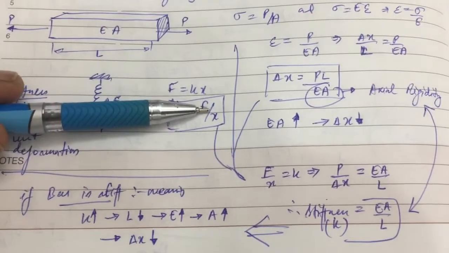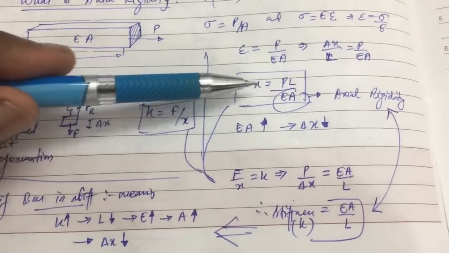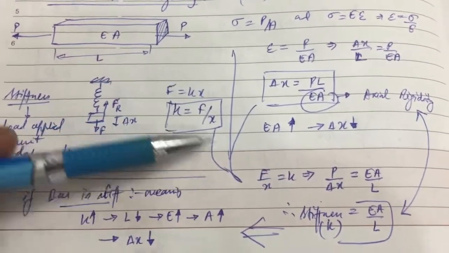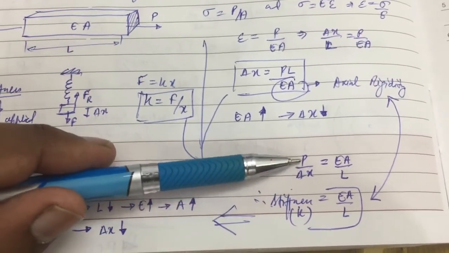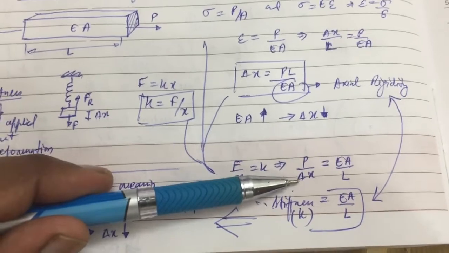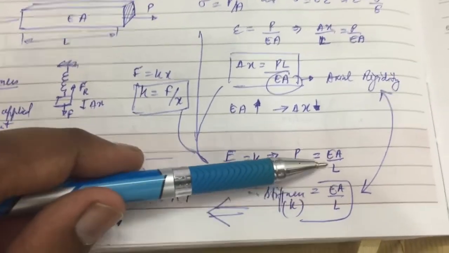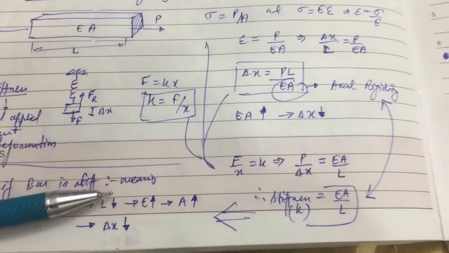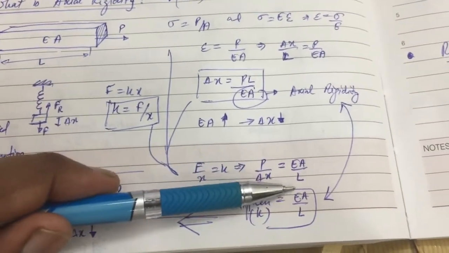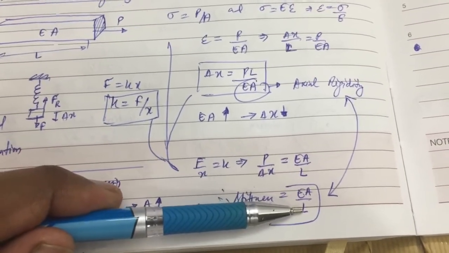So K is equal to F by X. From this expression we can compare it with here. Same expression, F by X is equal to K. So from this expression, P by delta X, that is the force per unit deformation, is EA by L. So this EA by L is the stiffness. That means stiffness is nothing but the axial rigidity per unit length.